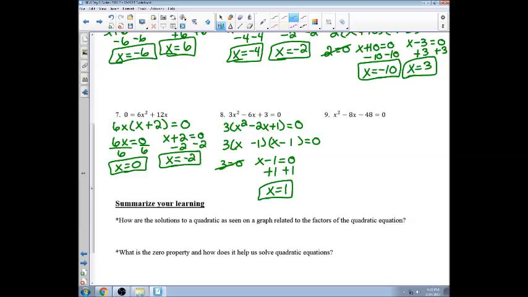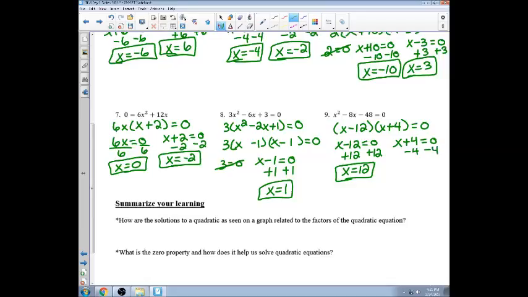The last problem, problem 9. If I factor this, I'm going to end up with x minus 12 times x plus 4 is equal to 0. Set x minus 12 equal to 0. Add 12. Add 12. X equals 12. X plus 4 equals 0. Subtract 4 from both sides. So x equals negative 4.